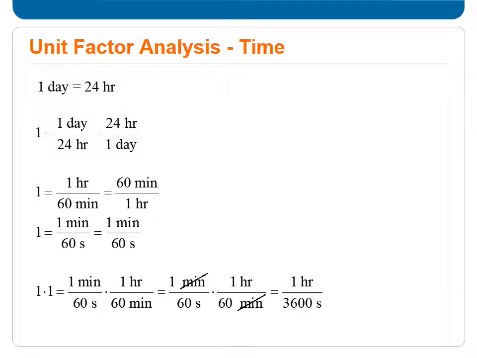A unit factor can be found from the product of 2 unit factors, since 1 times 1 is 1. Here the product chain of 2 unit factors yields a unit factor of 1 hour per 3,600 seconds. Notice that the units are treated as if they were algebraic quantities being canceled when they appear in both the numerator and the denominator.